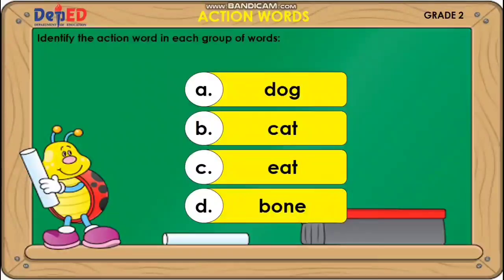Now, for our next activity, we are going to identify the action word in each group of words. Let's begin. What is the action word in this group of words? A. Dog. B. Cat. C. Eat. D. Bone. Very good. The answer is eat.